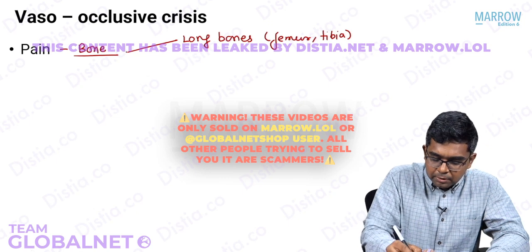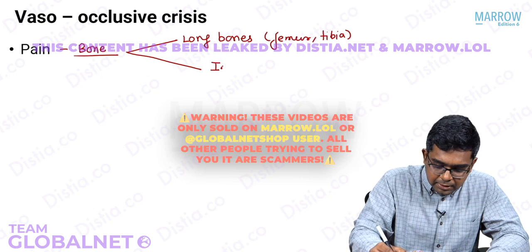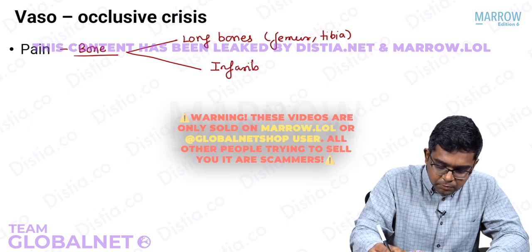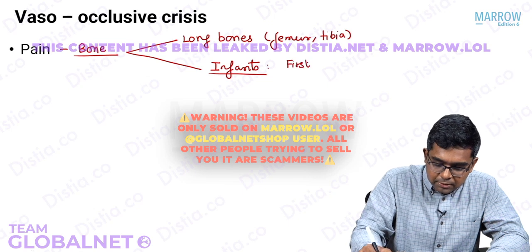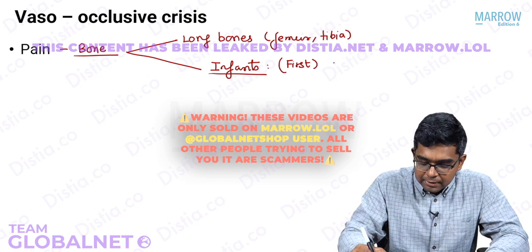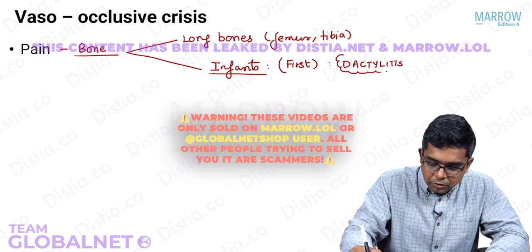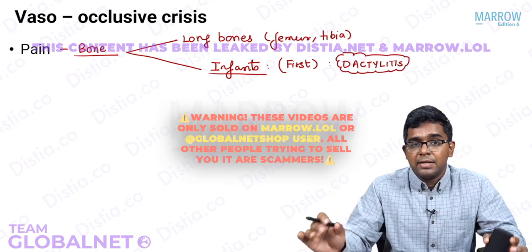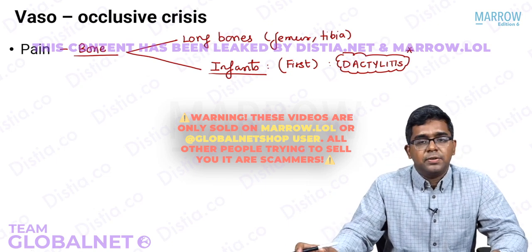And another important manifestation related to bony pain occurs in infants, that is young children. They ask you this question commonly: what is the first manifestation of sickle cell anemia in young children? It is dactylitis, which is nothing but painful swelling of the hands and feet. Very, very characteristic and an important MCQ question, so do make a note of it.